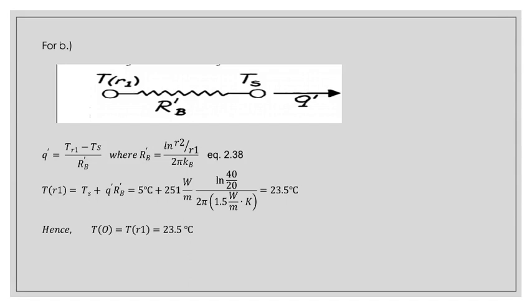For B, from a control volume about cylinder A, we recognize that the cylinder must be isothermal, that is T of r sub 1 is equal to T of 0. Then, we need to represent cylinder B by a thermal circuit as shown in the figure above. For the cylinder, it is given by equation 2.38. After rearranging and substituting the values, we get 23.5 degrees Celsius. Therefore, the temperature at the center of cylinder A is 23.5 degrees Celsius.